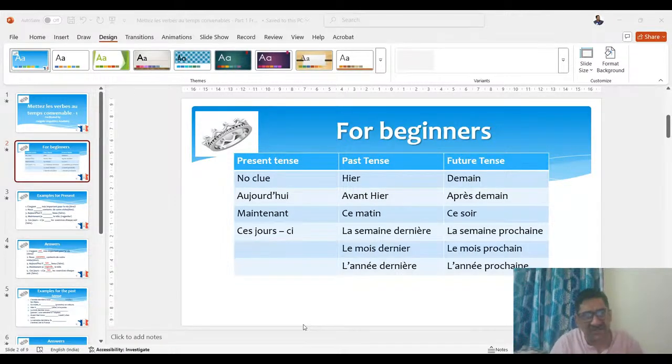Then there will be a conjunction. So, conjunctions are going to help you a lot. There are two conjunctions. One is quand, another is si. That's what we are going to see now.